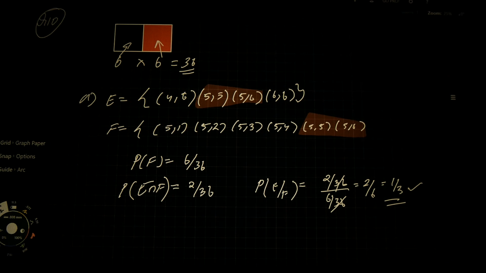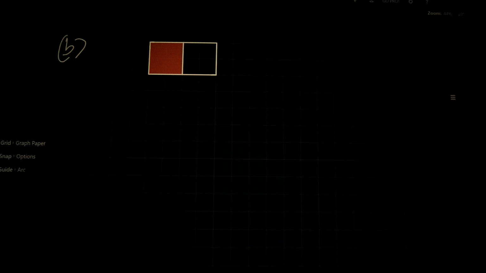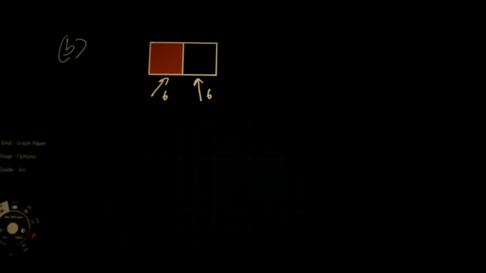Alright, let's go to part B of question number 10. In part B, we have to find the conditional probability of obtaining the sum 8 given that the red die resulted in a number less than 4. So in this case, I'll draw the first die to be red and the second one to be black. Okay, so let this be red. So what are the total possibilities still? It will be 6 possibilities here, 6 possibilities here. So that's a total of 36 possibilities.